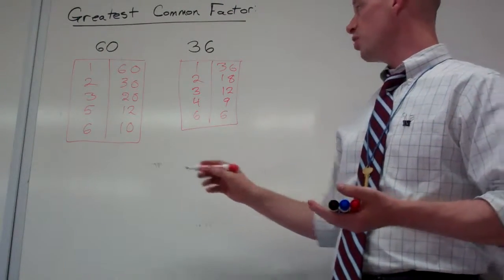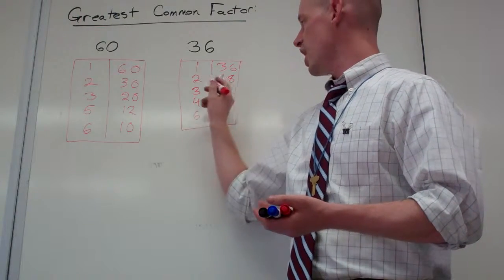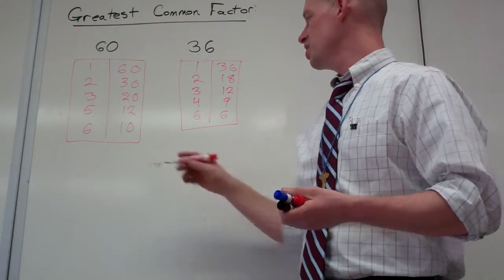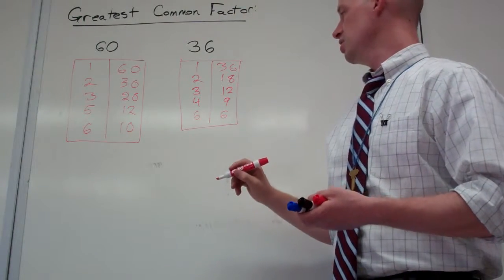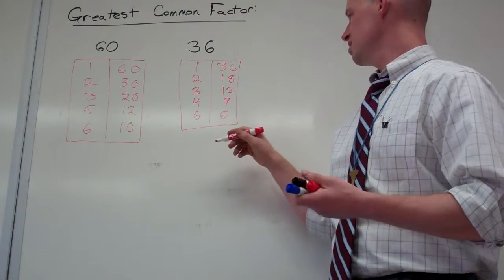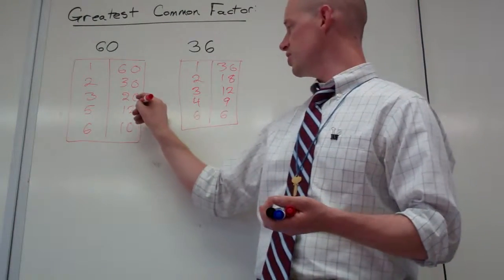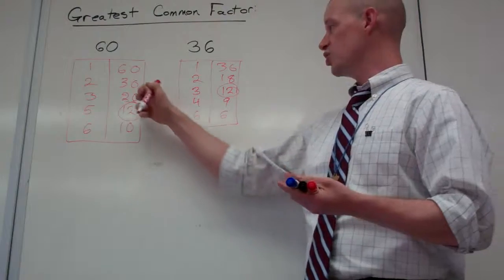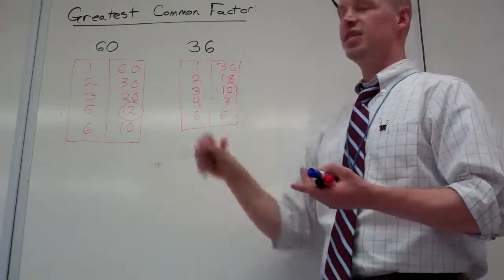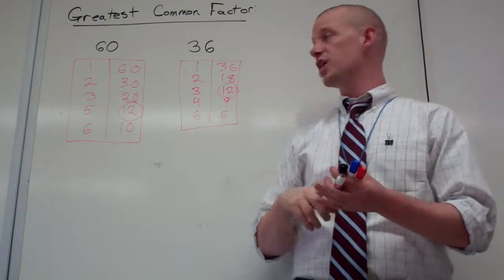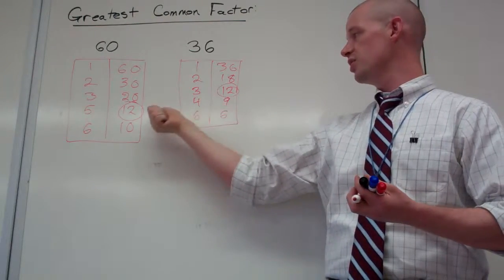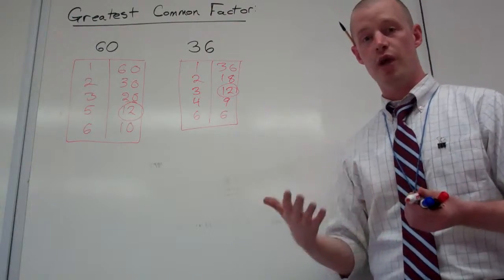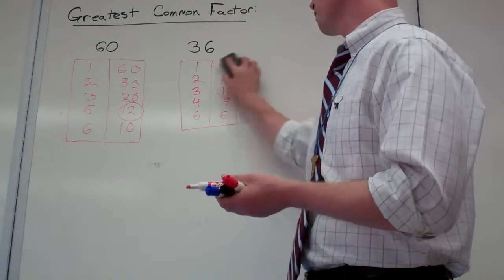Looking at all the common factors, we've got 1 in common, 2 in common, 3 in common, not 4, not 5, 6 is in common, not 10, not 9, 12 is in common. I'm going to circle that for some reason. I wonder why. Because 20, 30, 60, 36, and 18 are not in common as well. That means that the biggest number that both of these two numbers have in common for a factor is 12. So 12 would be the greatest common factor.